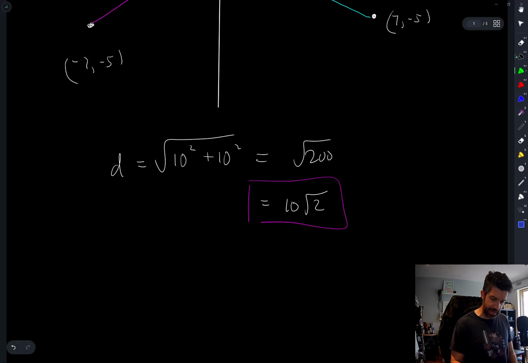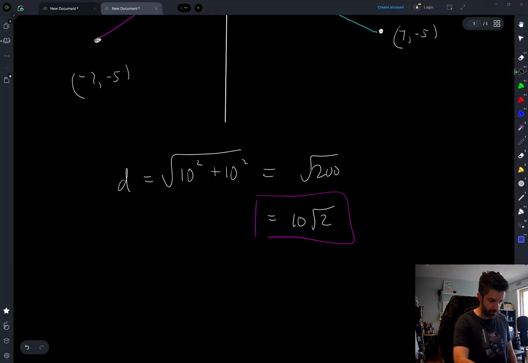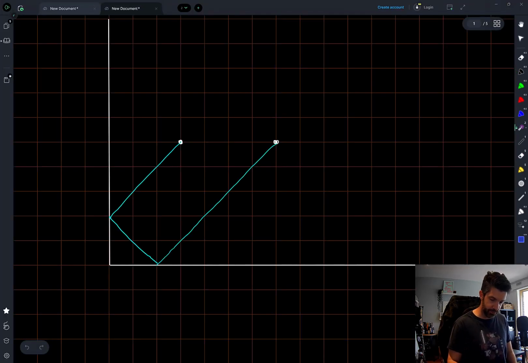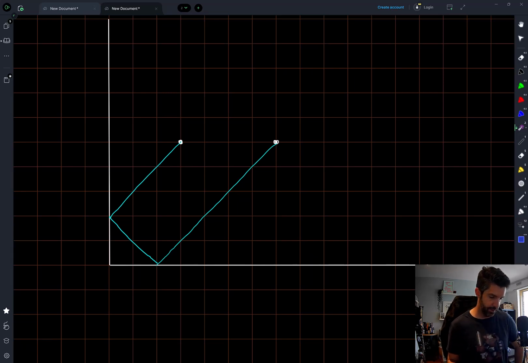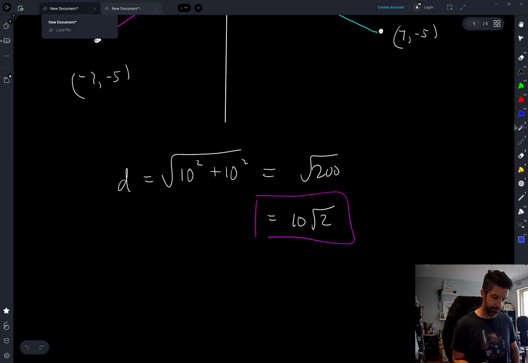And I should be able to count it a little bit more easily if I go back to my graph paper setup. So how many squares does it go through? 1, 2, 3, 4, 5, 6, 7, 8, 9, 10. So it goes through 10 squares, all of them at diagonals, so 10 root 2. And that's the answer.